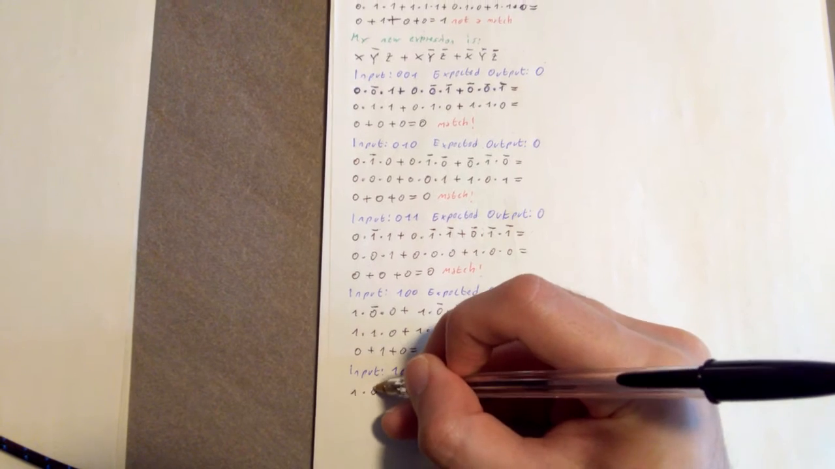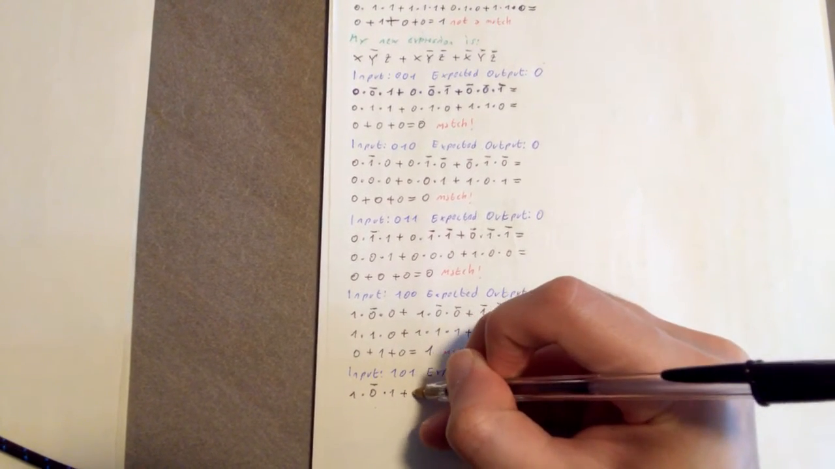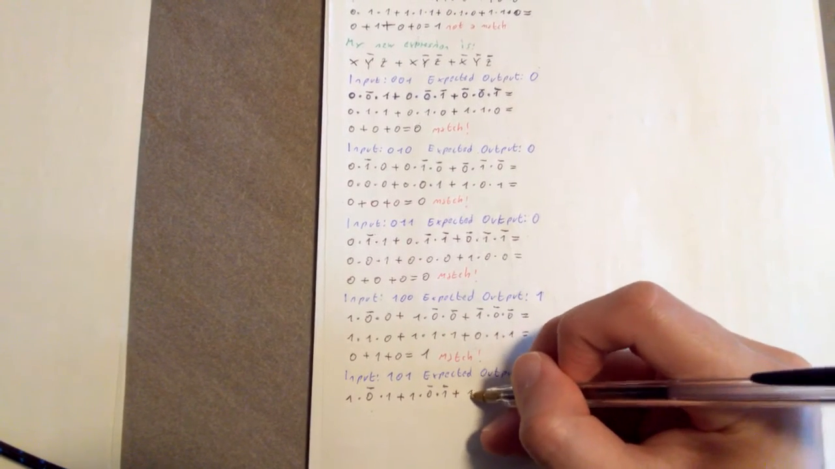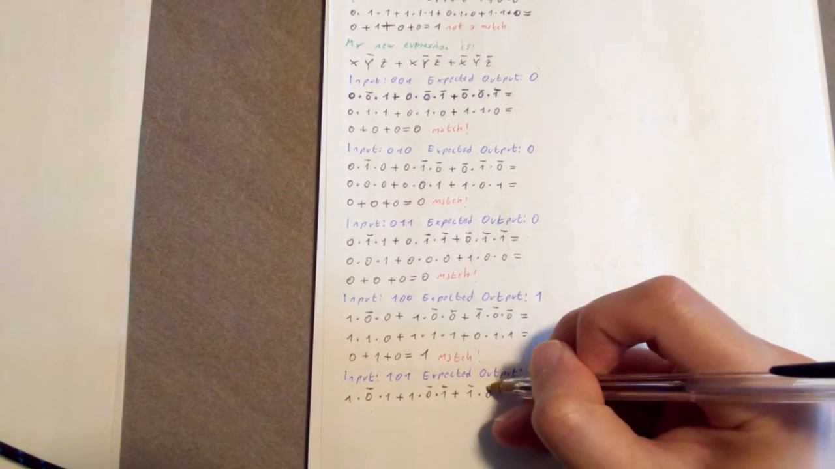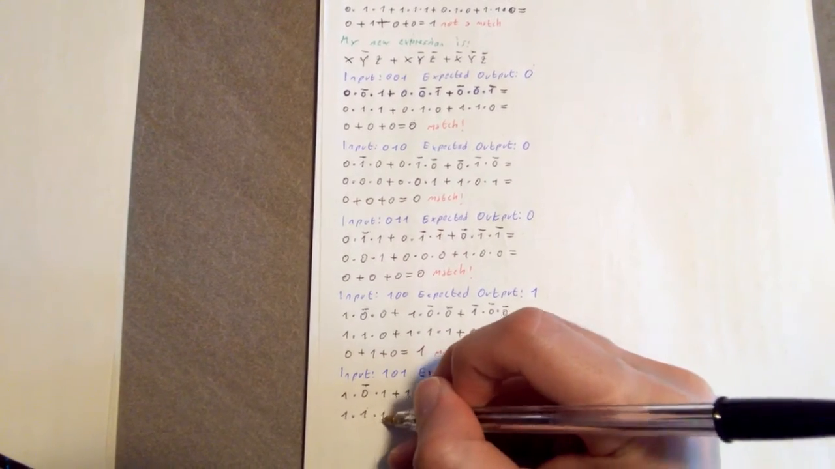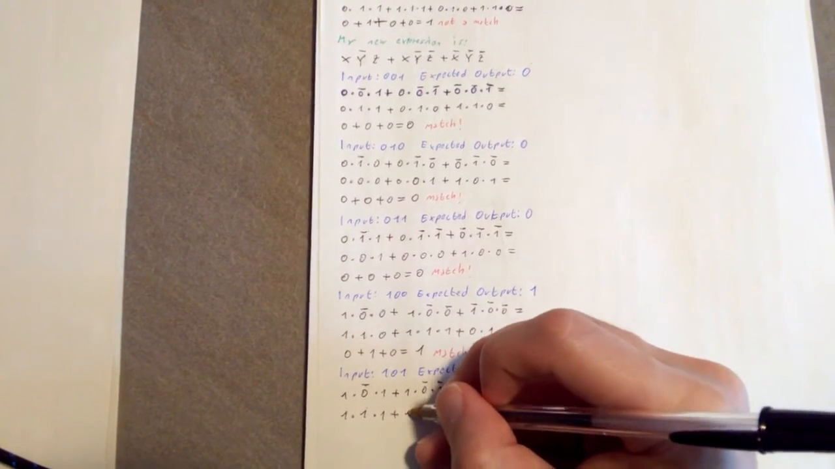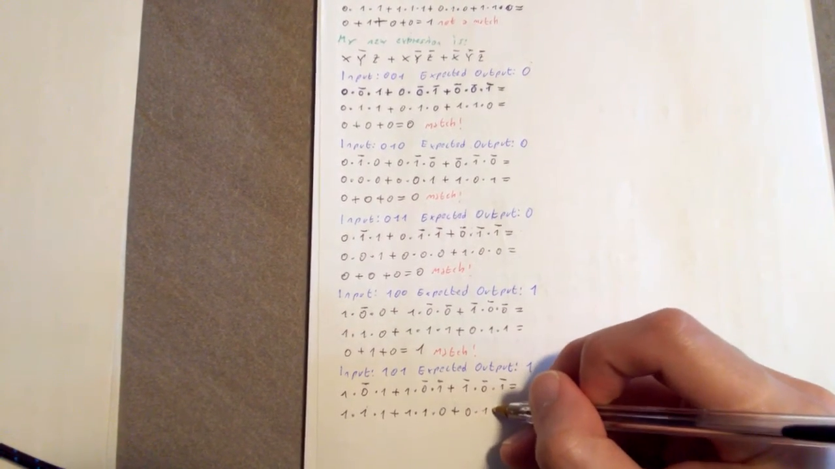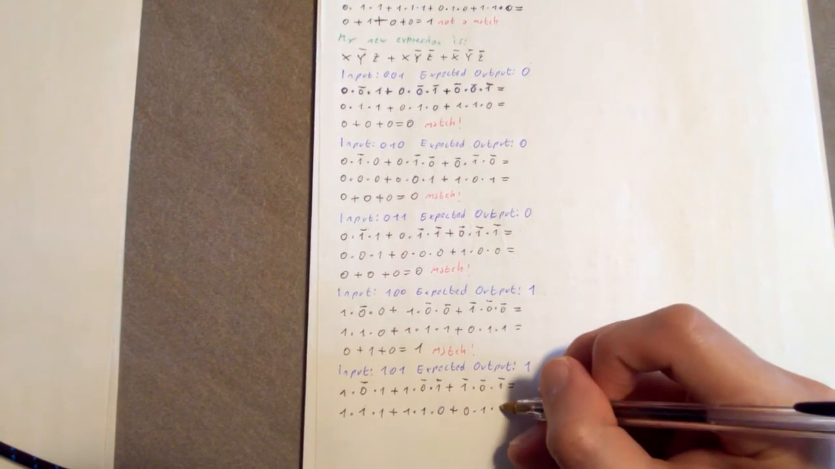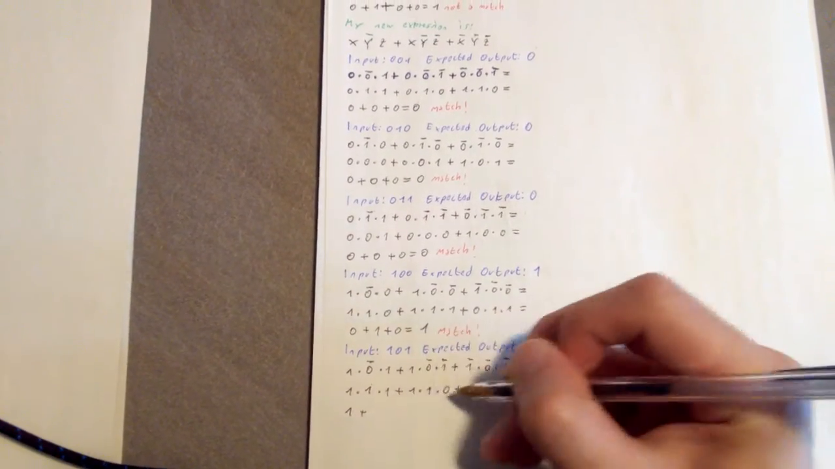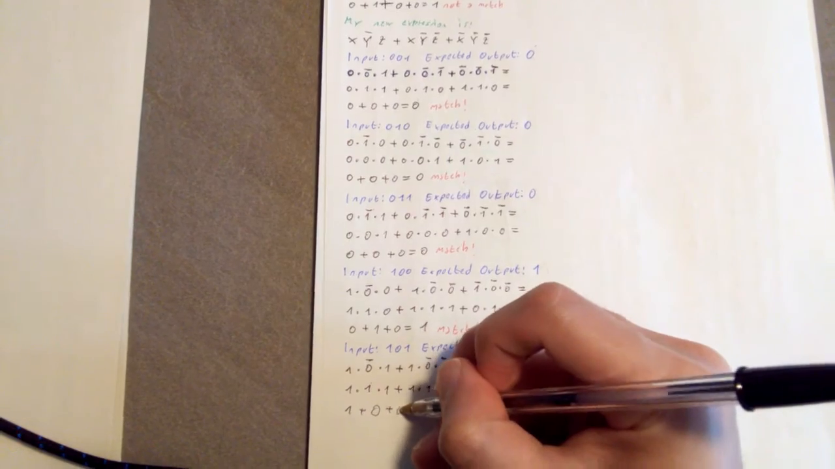So 1 times 0' times 1 plus 1 times 0' times 1' plus 1' times 0' times 1'. So we get 1 times 1 times 1 plus 1 times 1 times 0 plus 0 times 1 times 0. So we can already see that this is 1, this is 0, and this one is 0. So it's a 1. It's a match.